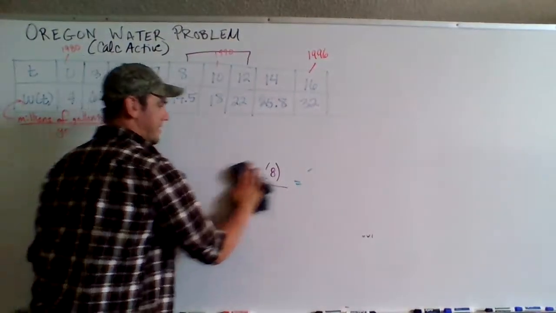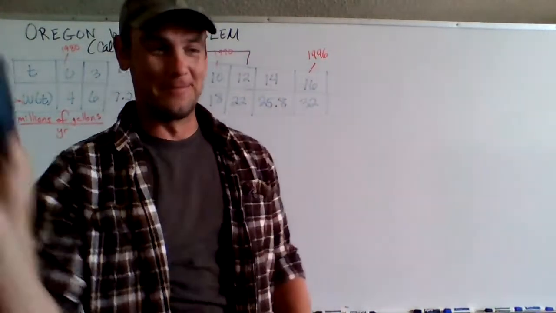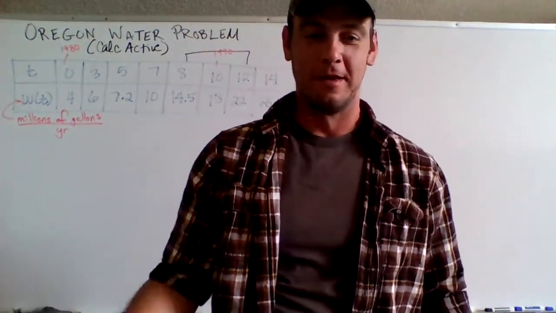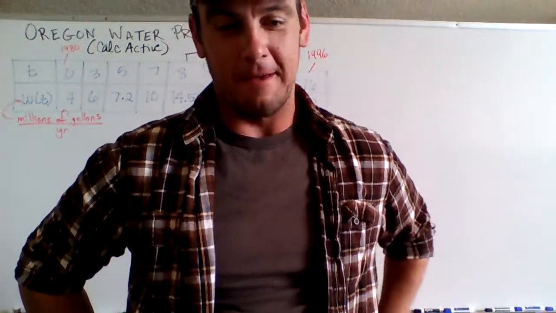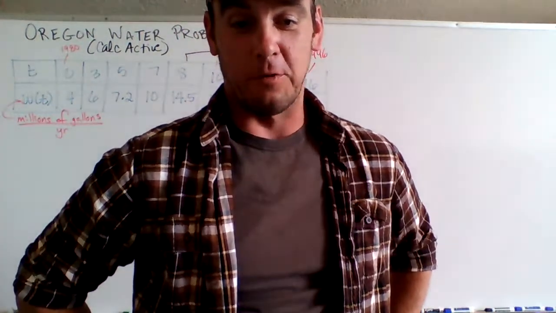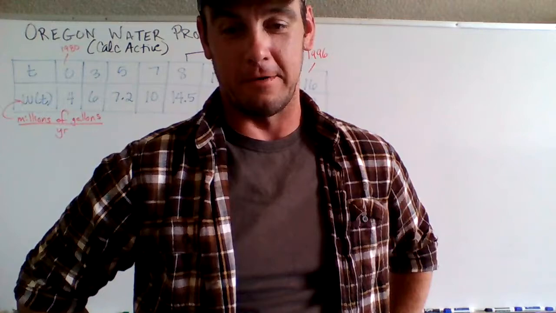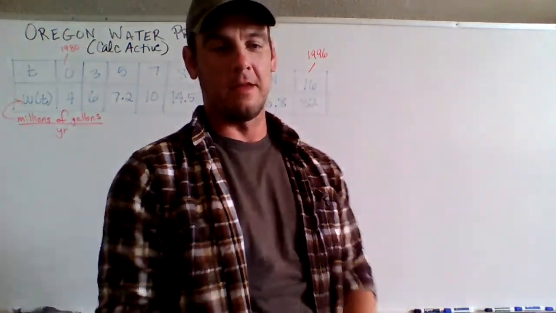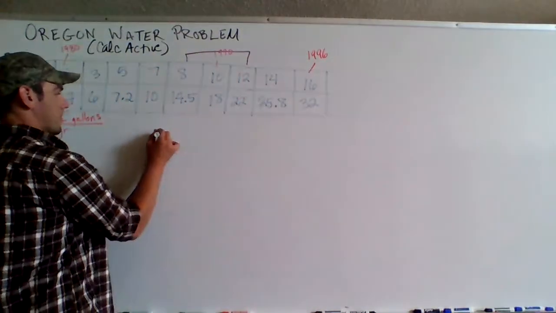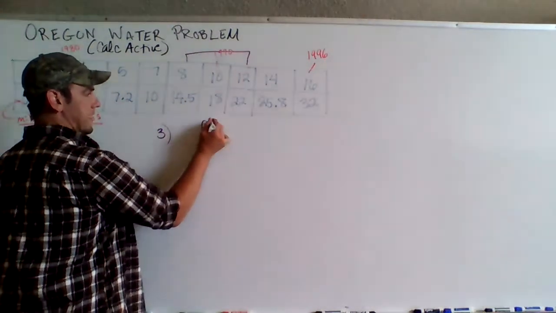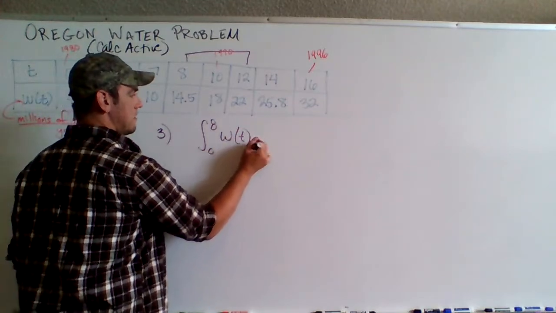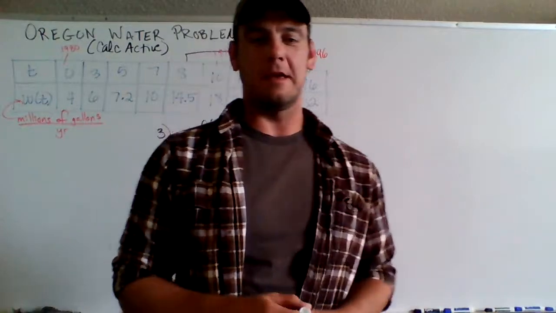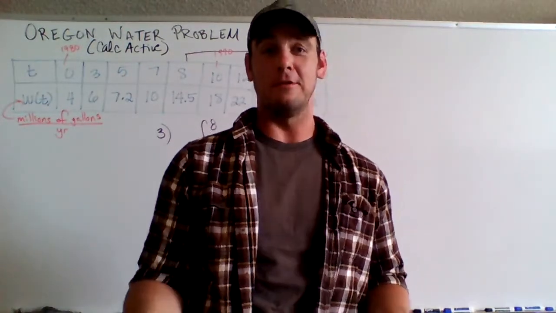Sweet. That's 2 down and a lot to go. Oh, I get my paper back now so I can actually read what I'm doing. Using the data in the table and a left Riemann sum with 4 subintervals, approximate the value of the integral from 0 to 8 of W(t) dt. Explain the meaning in context of the problem using correct units.